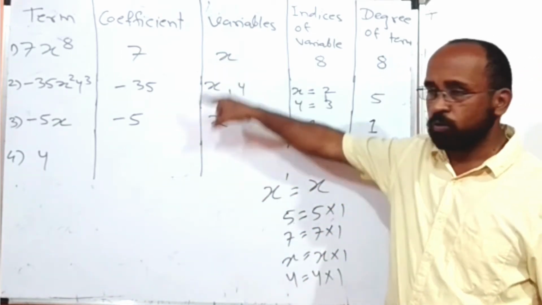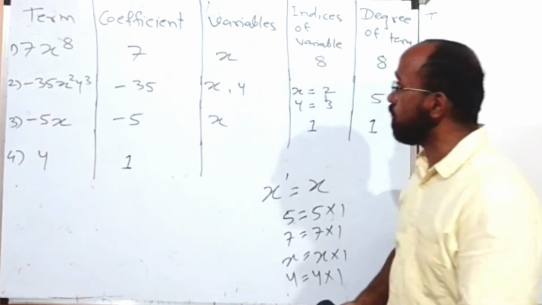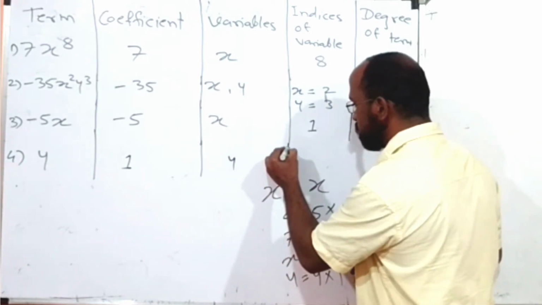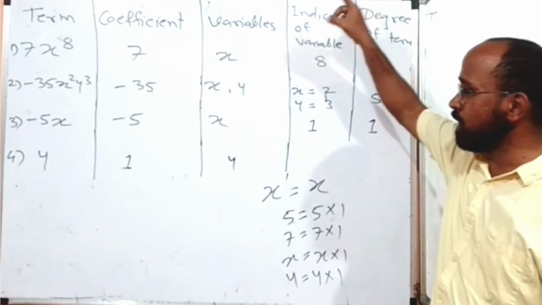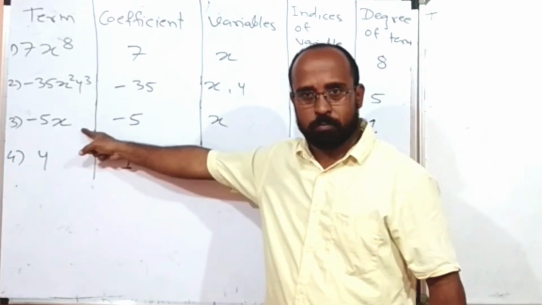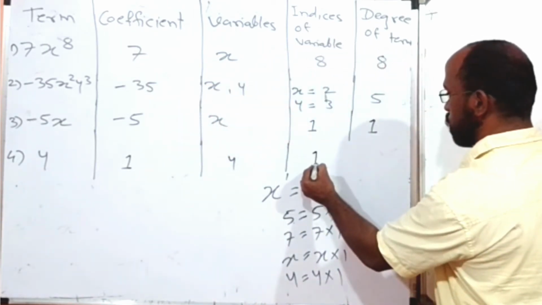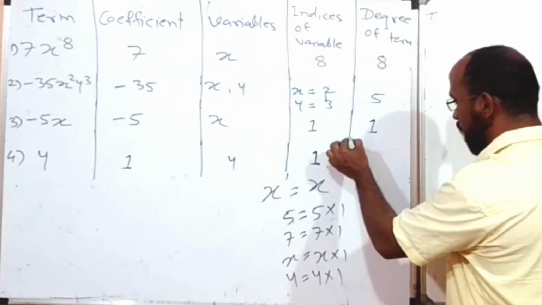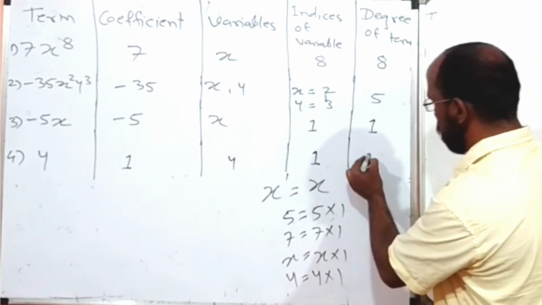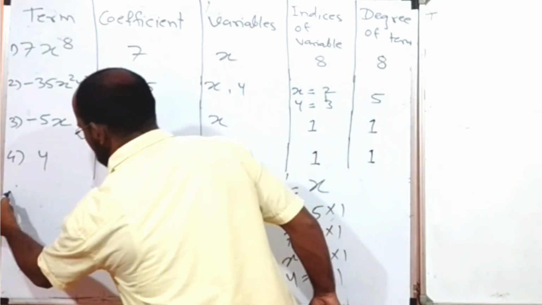So what is the coefficient of y? The coefficient of y is equal to 1. Now what are the variables available here? Only y is there. And what is the index of y? The index of y is 1, as we saw in the previous example. If the index is not given, it is 1 itself. So the index of y is equal to 1. And what is the degree of the term? Degree of term is the addition of indices. So 1 itself. Clear? Let us see one more example.